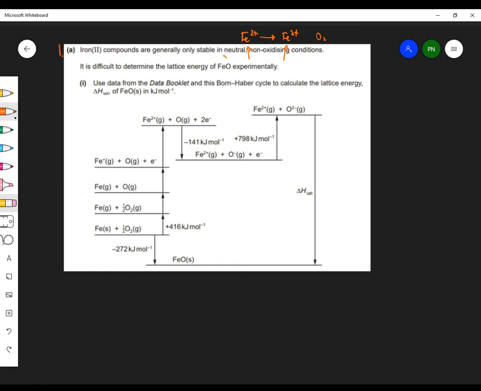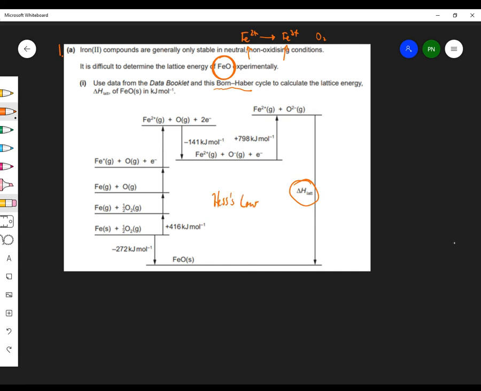Alright, because of this, it's hard to find the lattice energy of iron 2 oxide experimentally, and because of that we use a Born-Haber cycle. We can measure many of the aspects of this, but if we put it all in a cycle, we can measure something that is not generally easy to measure. Now this works because of Hess's law.